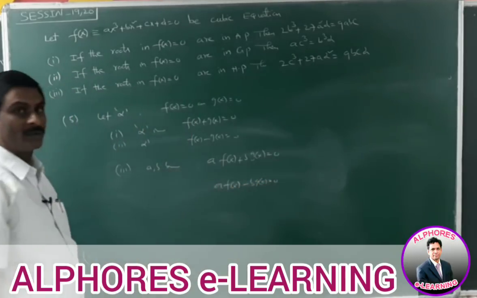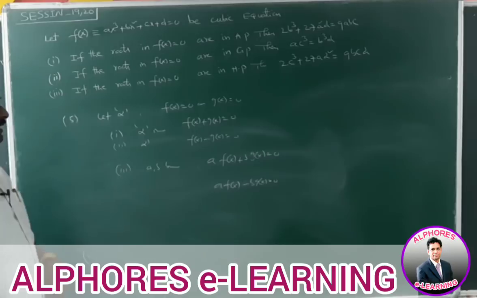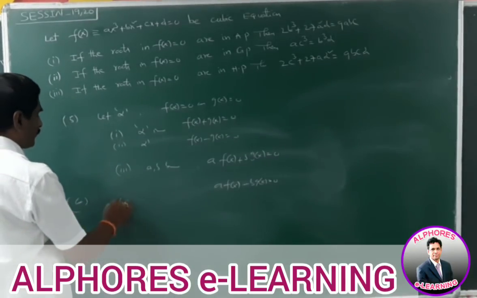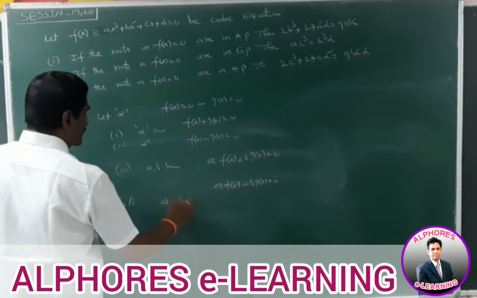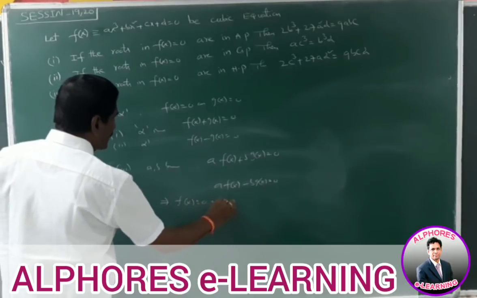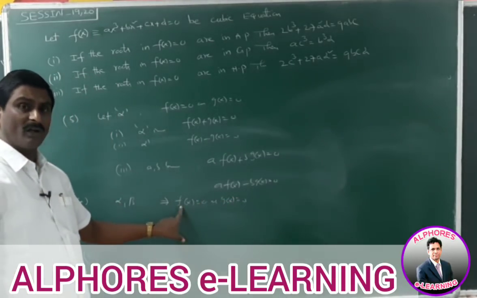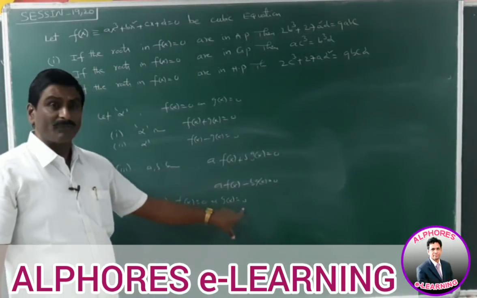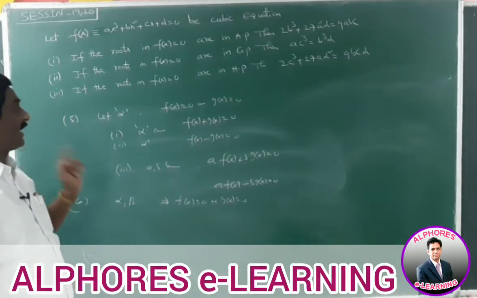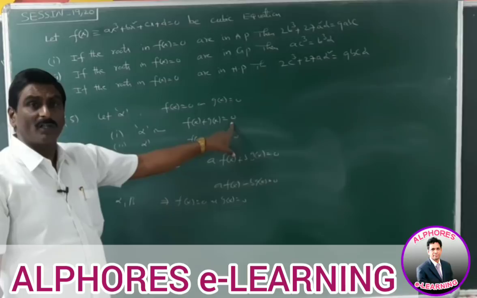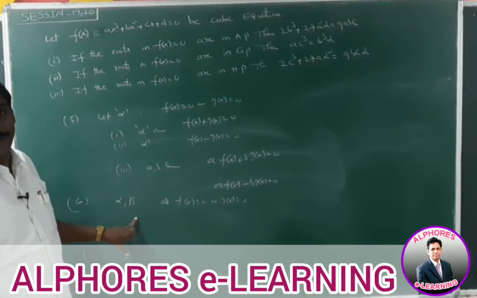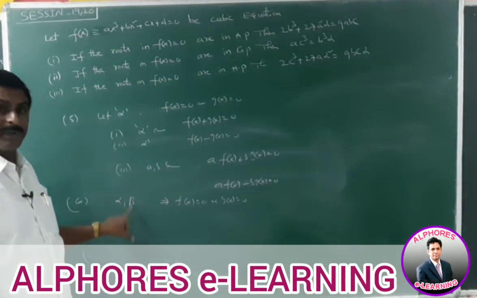Okay. Similarly, let alpha, beta be two common roots of the equations f of x is equal to 0 and g of x is equal to 0. That means alpha, beta are roots of f of x is equal to 0 and alpha, beta are also roots of g of x is equal to 0. In the same way, f of x plus g of x is equal to 0 satisfies both alpha and beta. Alpha is a root, beta is a root.